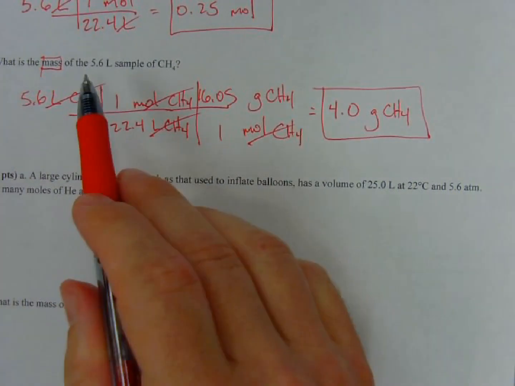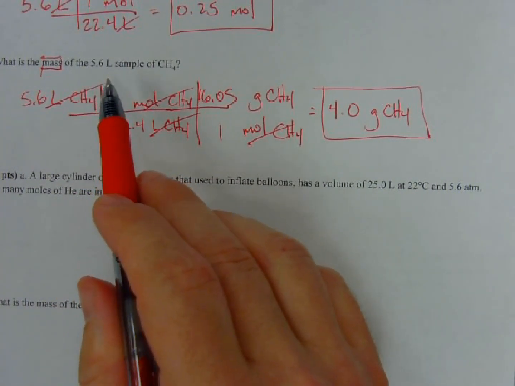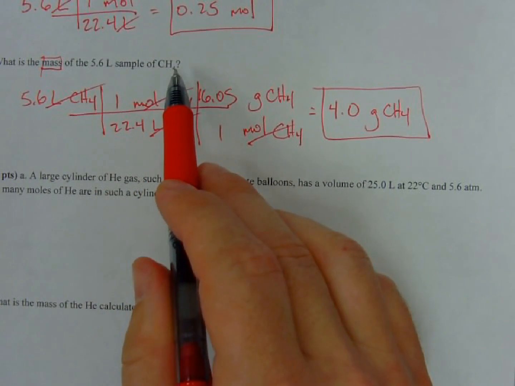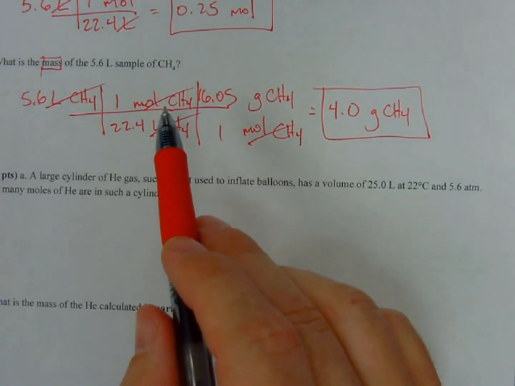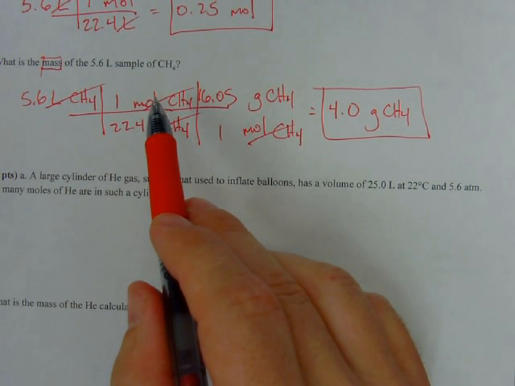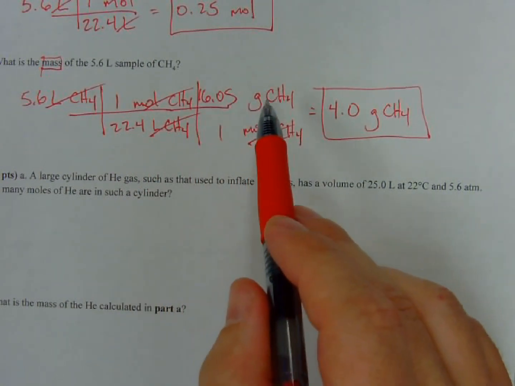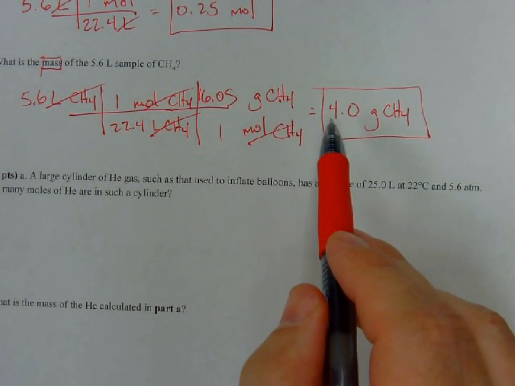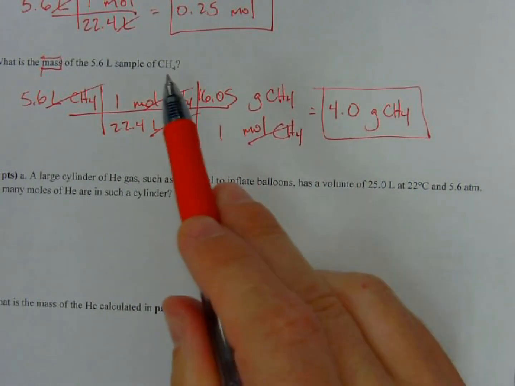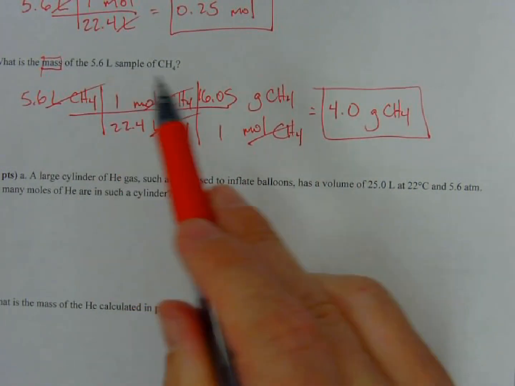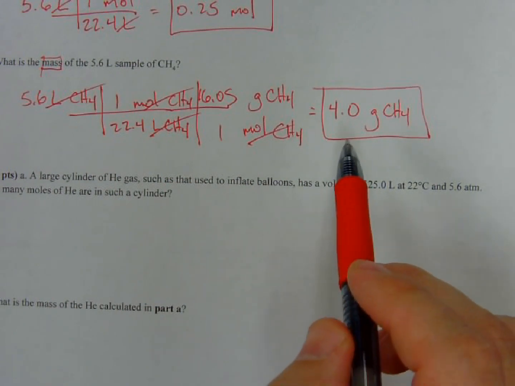So, in 5.6 liters of methane, right, we have the exact same number of moles as any gas, but we have to take into account the specific molar mass of methane to convert into grams. So, in that volume, 5.6 liters of methane, we have 4.0 grams of methane.